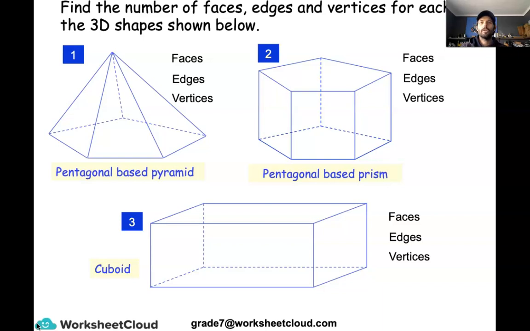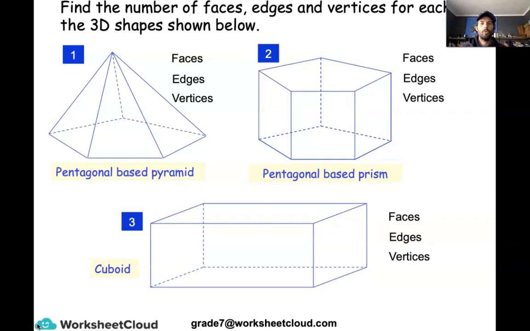I would like you to now go and have a look at these 3 shapes. They've already been named for you. So the shape in number 1, the pentagonal-based pyramid, is named like that because its base is a pentagon in shape. There's another pentagonal-based prism in number 2, and again its base is a pentagon.